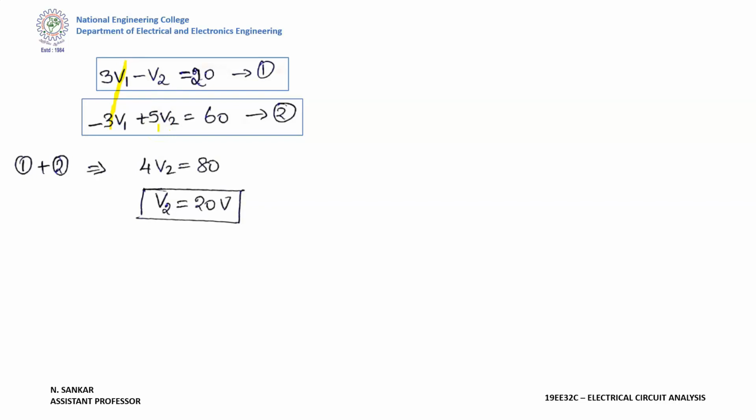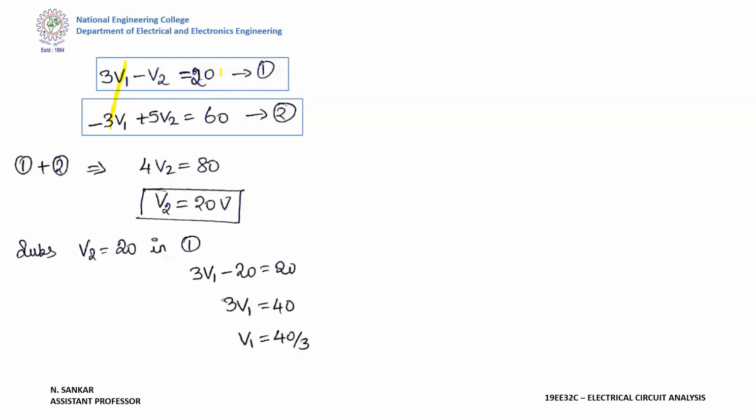So now substitute the value of V2 in equation number 1. If you substitute here, it is minus 20, if you bring that to right hand side, it will be 40. Then 3V1 is equal to 40. V1 is equal to 40 by 3, that is 13.33. So we have found the nodal voltages V1 and V2.